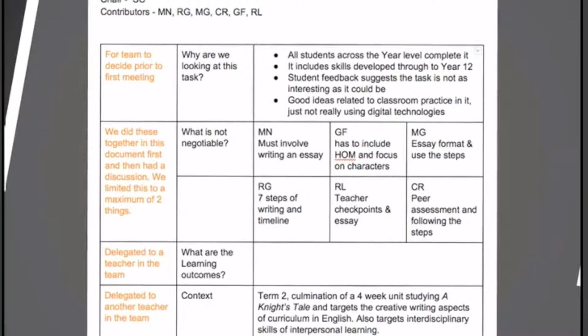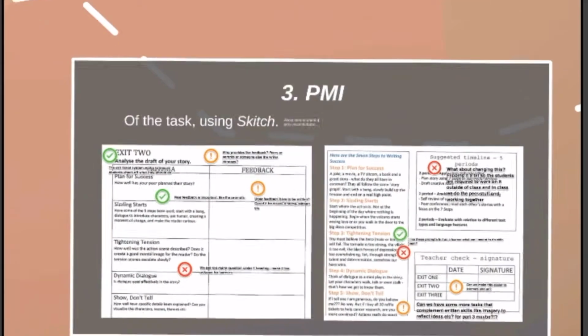We used a Google Doc, put those questions up there, and had a bit of a discussion. So all this starts before we even look at the technology. We actually look at why we're doing it. So in other words, the teaching and the learning is at the centre, not the technology.